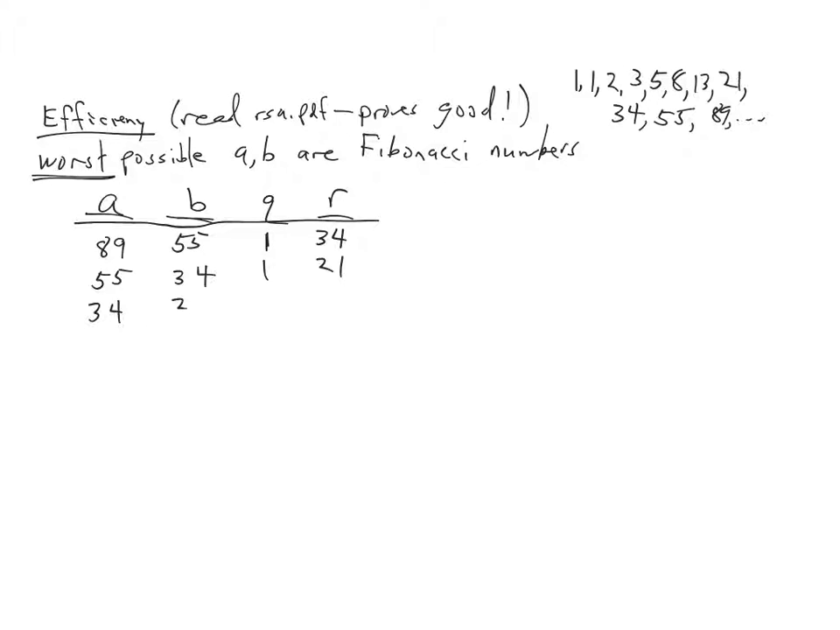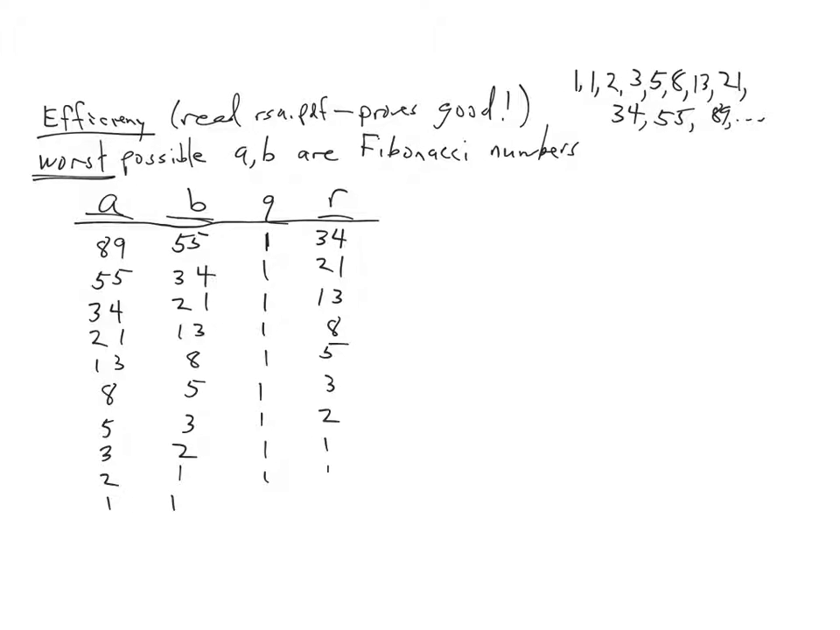And the next one is 34 and 21, which goes in once with the remainder of 13. And then we get 21 and 13 goes in once with the remainder of 8. And then we get 13 and 8 goes in once with the remainder of 5. Then we get 8 and 5 goes in once with the remainder of 3. And we get 5 and 3 goes in once with the remainder of 2. And then we get 3 and 2 goes in once with the remainder of 1. And we get 2 and 1 goes in once with the remainder of 1. And then we get 1 and 1 goes in once with the remainder of 0. So we had to go all that way to get these.